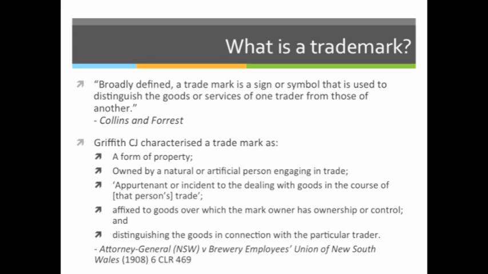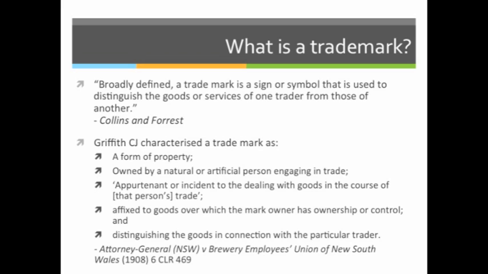Looking to case law, in the Union Label case, Chief Justice Griffith characterized a trademark as a form of property owned by a natural or artificial person engaging in trade, pertinent or incident to the dealing with goods in the course of that person's trade, affixed to goods over which the mark owner has ownership or control, and distinguishing the goods in connection with a particular trader.